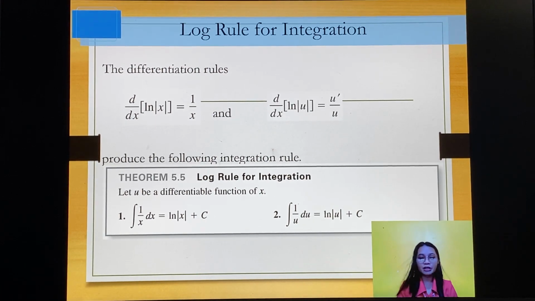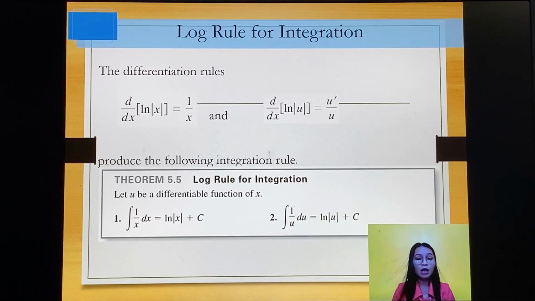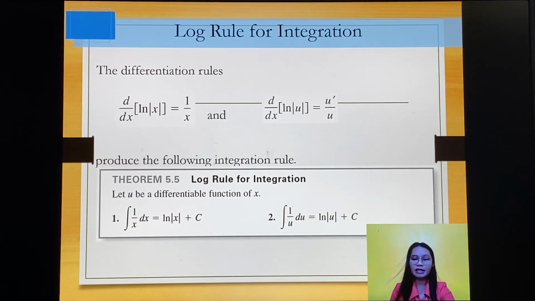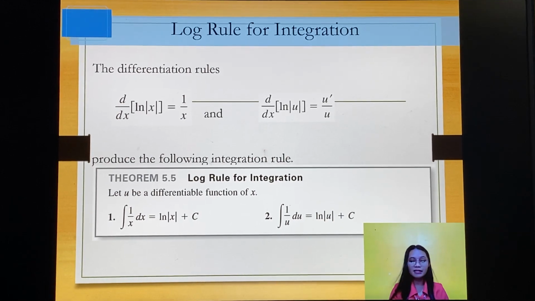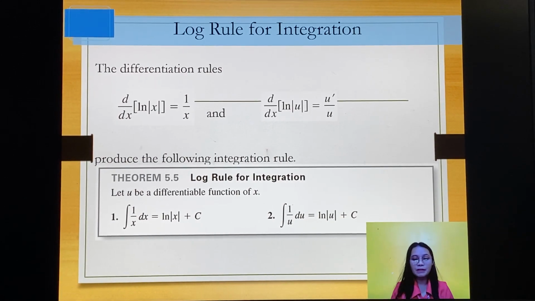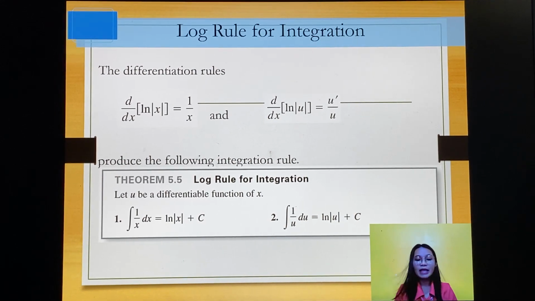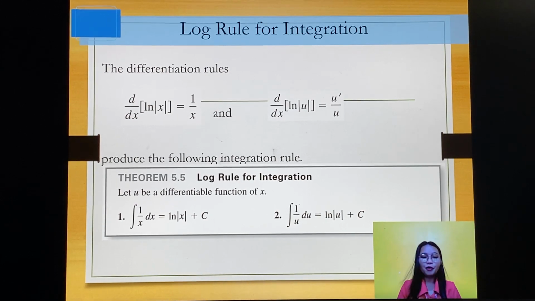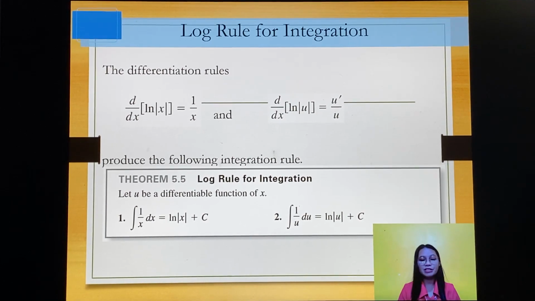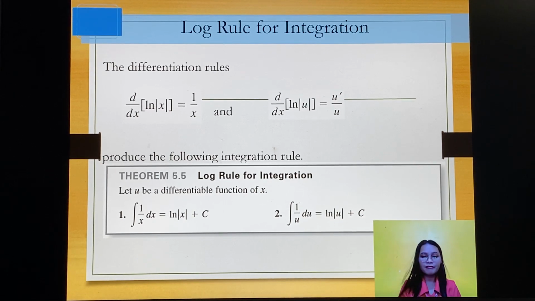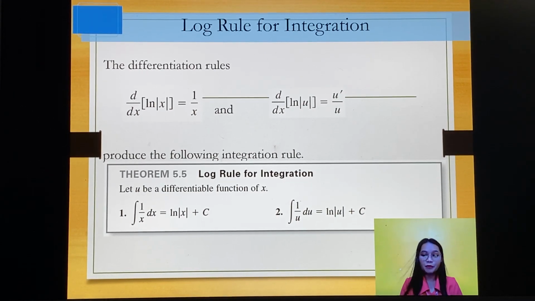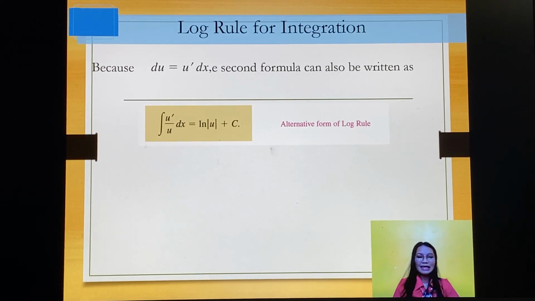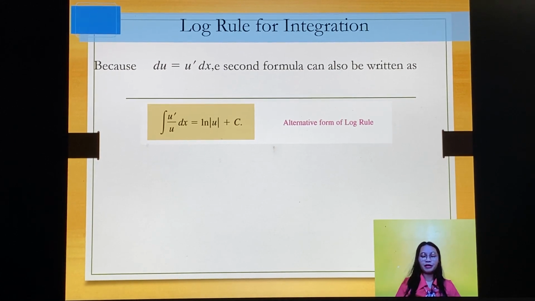The result of the integration is given on the right side of the equation, where the ln, or the natural log, represents the natural logarithm function, applied to the absolute value of x or the absolute value of u, and the c represents the constant of integration. So by using these expressions, you can perform integration on functions that follow the given patterns, and we can calculate the antiderivative. The second formula is an alternative form of the logarithmic rule for integration.